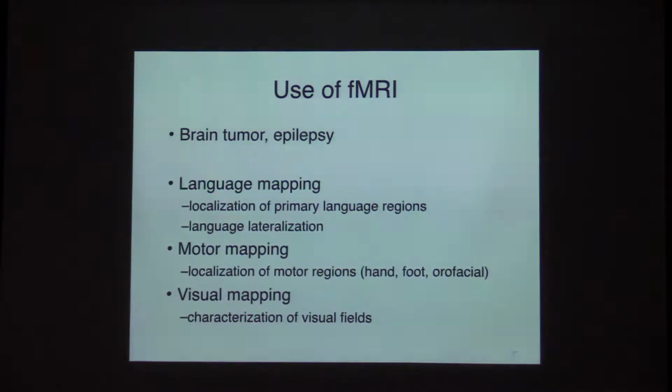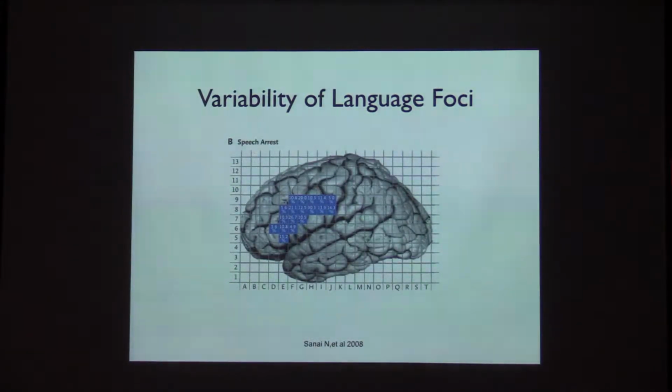So language mapping, we can try to figure out primary language regions like Broca and Wernicke. We can try to lateralize language because right-handed people tend to have strongly left-sided activation. Left-handed people have about 50-50-ish. So it's not strongly on the opposite side, it's just a much bigger mix between left and right lateralization. Motor mapping, we can do, as I mentioned, hand activation, foot activation, orofacial activation, you can do toes. And visual mapping is basically a checkerboard, and then you can try to find out how your visual cortex looks like.